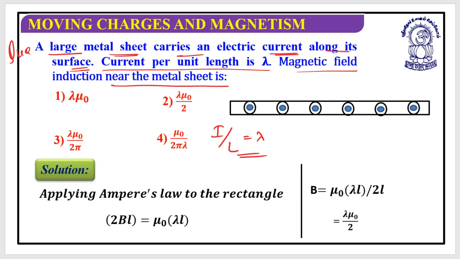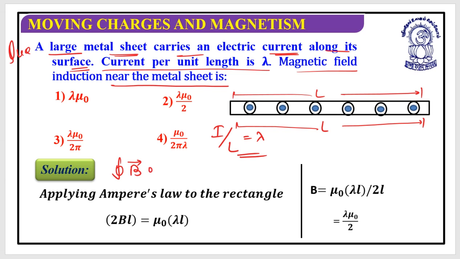So how should you do this? Look at this. A diagram has been shown, and the diagram represents that current is flowing outside the sheet. So what I need to do is, let's suppose this is length L, and as it is a metal sheet, even this would be the length L. So I'm going to do the same thing.